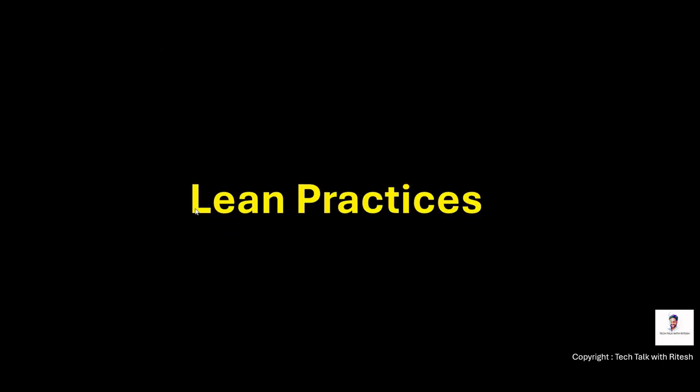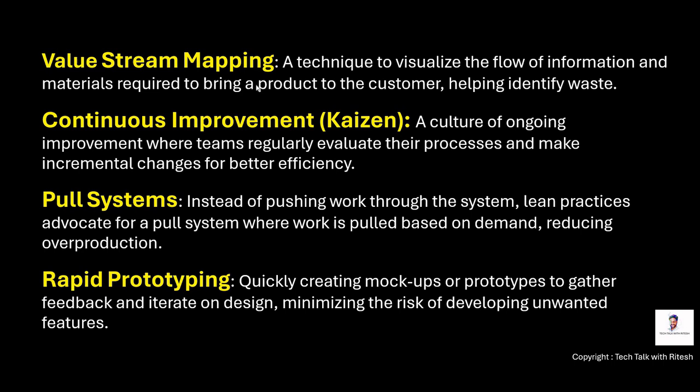Let's see what are the lean practices. Value stream mapping, a technique to visualize the flow of information and materials required to bring a product to the customer, helping identify waste. Okay. Second is continuous improvement or Kaizen, culture of ongoing improvement where teams regularly evaluate their processes and make incremental changes for better efficiency. Pull systems, instead of pushing work through the system, lean practices advocate for a pull system where work is pulled based on demand, reducing overproduction.